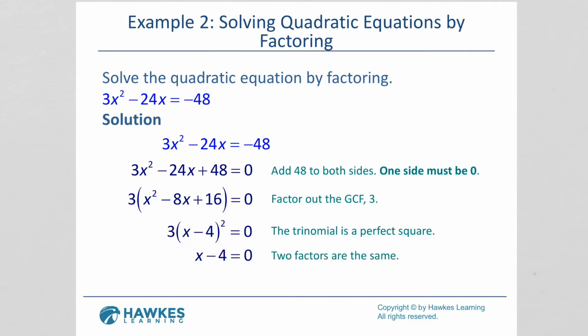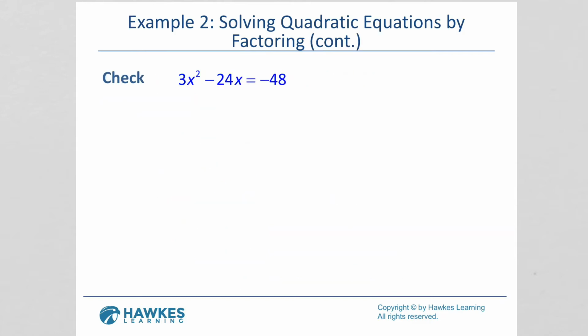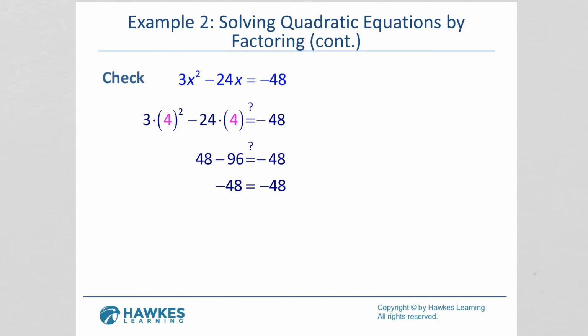Setting that factor equal to 0, I have x minus 4 equals 0. Adding 4 to both sides, x is equal to 4. This solution is a double root. Checking that in my original equation of 3x squared minus 24x equals negative 48 gives me 3 times 4 squared minus 24 times 4. Does that equal negative 48? 3 times 4 squared is 3 times 16, which is 48. Minus 24 times 4 is 96. 48 minus 96 is negative 48, so negative 48 does equal negative 48, so this solution checks.